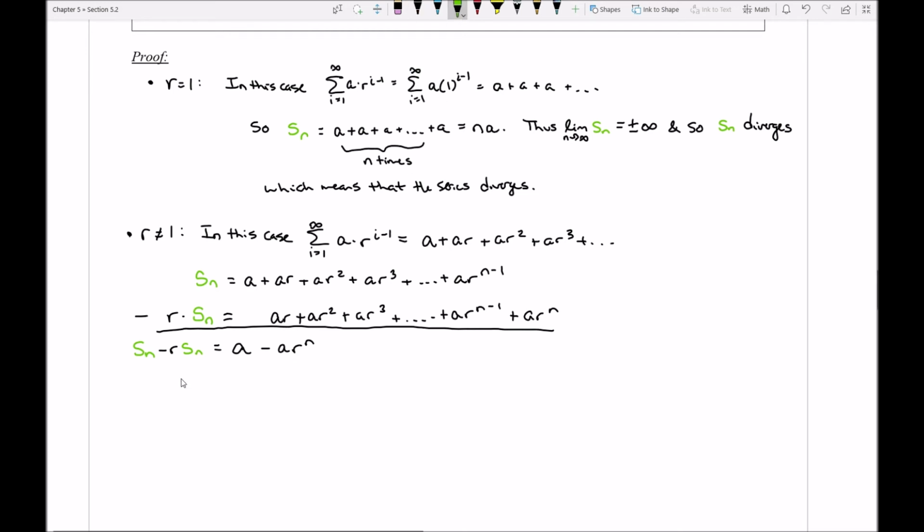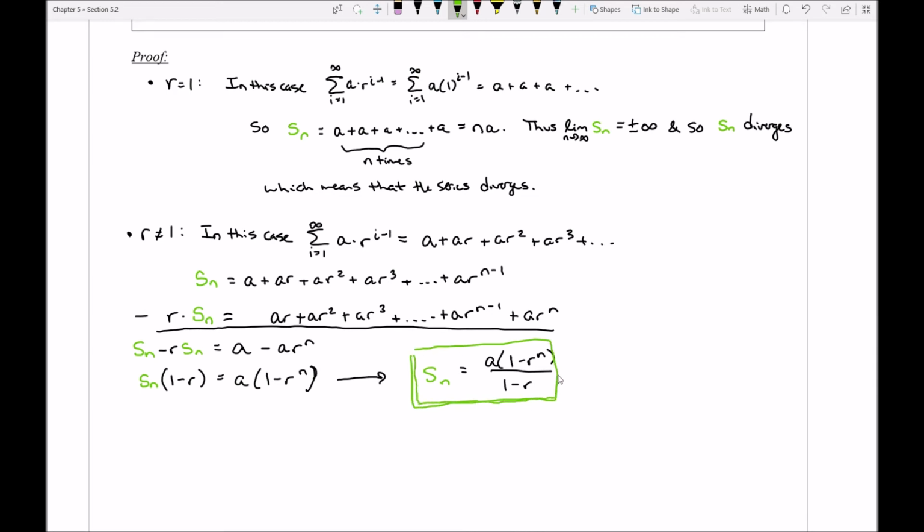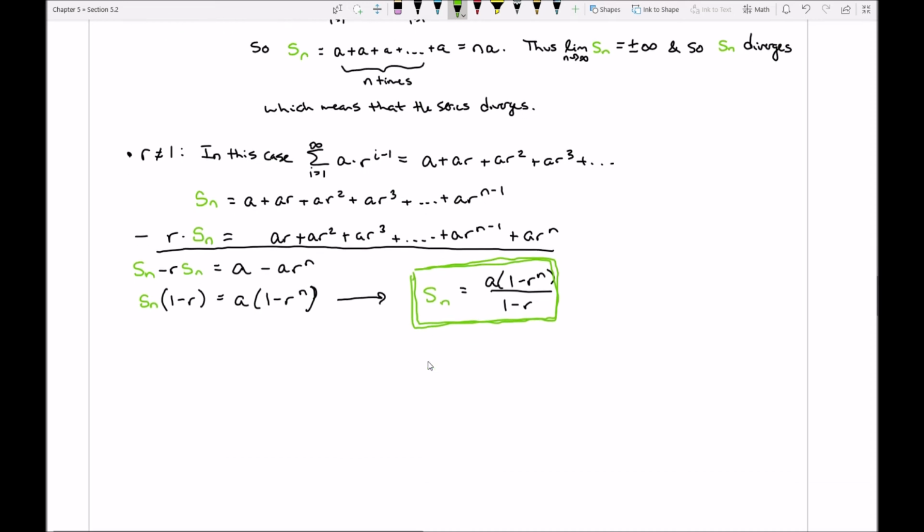Well, let's take a look. I'm going to go ahead and on the left side here, I'm going to factor my S sub n out. On the other side, I'm going to factor out a value of a. And notice then I can solve for my S sub n by simply dividing that set of parentheses over to the other side. So I end up with this. Now this right here is great news. I have a formula for S sub n, which means if I can take its limit, I'll know what the series converges to, or if it doesn't converge.